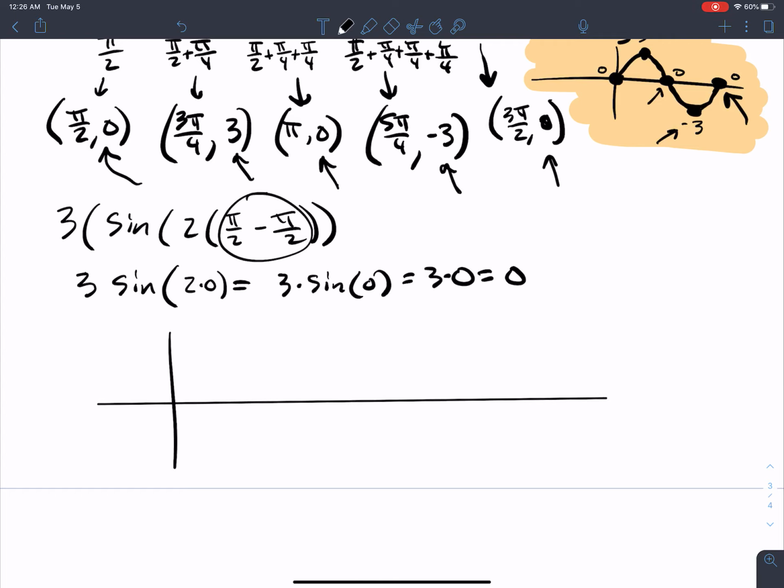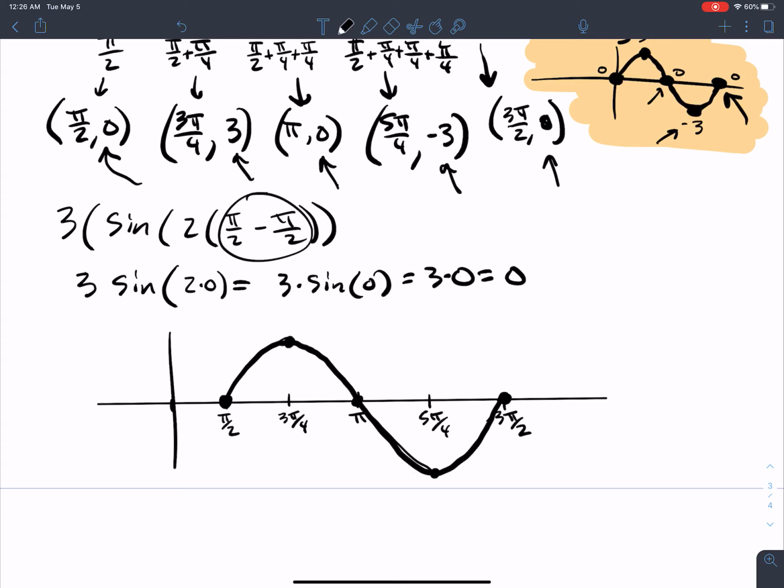Okay? So I need to make sure that I get pi over 2, 3 pi over 4, pi, 5 pi over 4, and 3 pi over 2 graphed on here. And so what's going on? I start at 0, I go up to 3, down to 0 again at pi, and then down to -3, and then back to 0. So what does the curve look like? Looks like this right here. Okay.